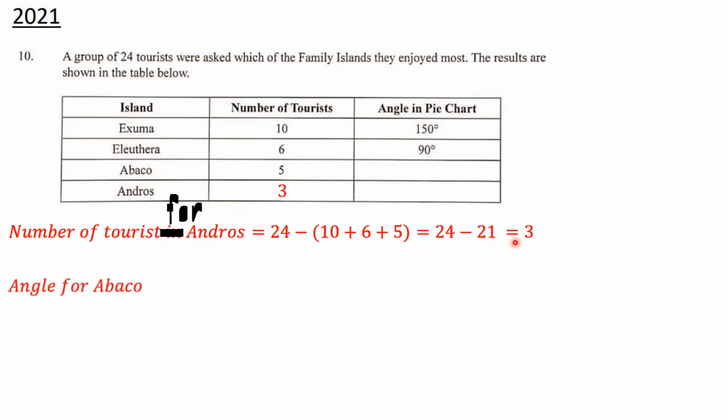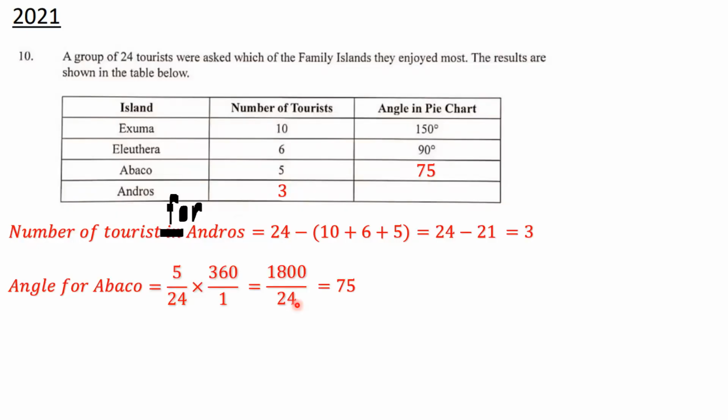We want to figure out the angle for Abaco. How many tourists enjoyed Abaco the most? 5 out of 24. So it's going to be 5 out of 24, and we're going to multiply it by 360. Why 360? Because the sum of the angles in a circle is equal to 360 degrees. So we have 5 over 24 multiplied by 360 degrees over 1. 5 times 360 is 1,800, and 24 times 1 is 24. So we have 1,800 divided by 24, and we get 75. And so the angle in the pie chart associated with Abaco is going to be 75 degrees.